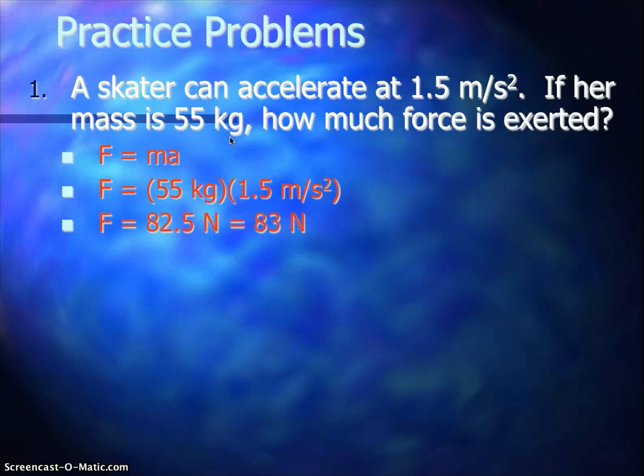You multiply the two values and you get 82.5 newtons. Of course, we're going to be rounding for significant digits, so we're going to round it to two significant digits, to 83 newtons.